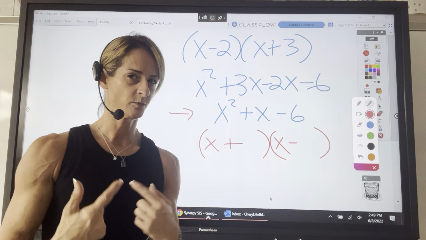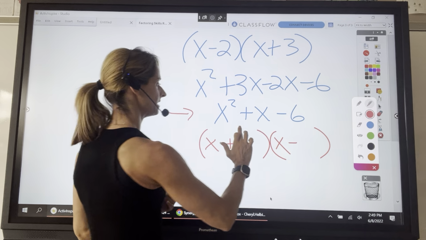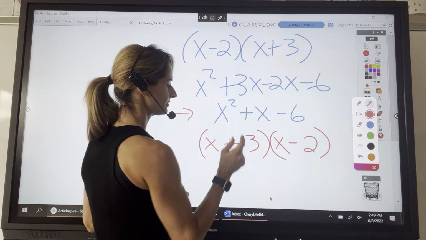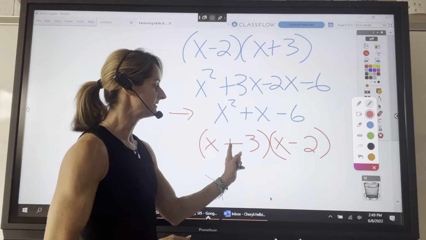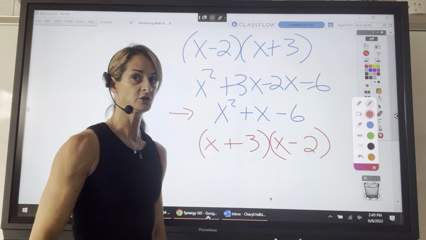Then which one's positive and which one's negative? Well, when we add them, we have to get a positive number. That means the positive number has to be bigger, because 3x minus 2x gives us x. If that was a negative x, then they'd be switched. The 3 would be negative and the 2 would be positive. Let's try it.